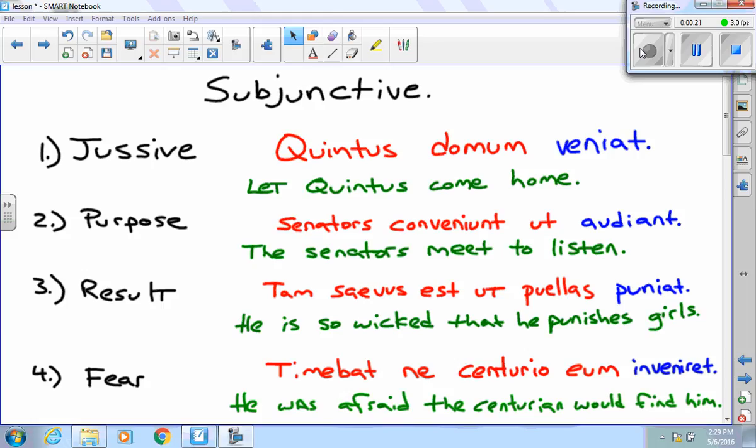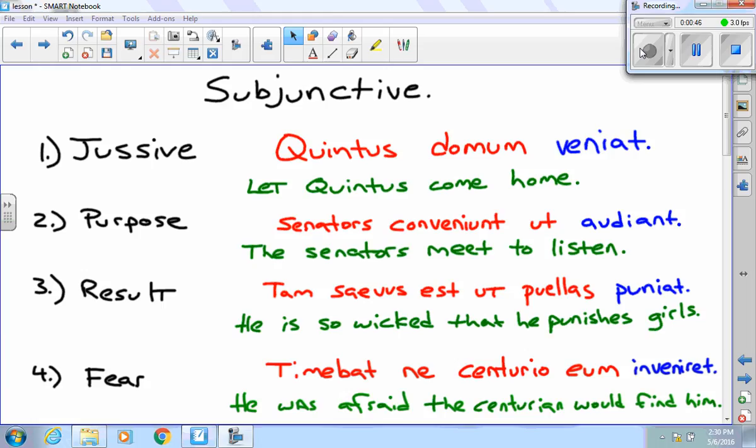Purpose clause, we're going to use ut. We're going to use the subjunctive. We have senatores, should be es. Conveniunt ut audiant. The senators meet to listen. The purpose of them meeting is to listen. That's the purpose clause. Result, need a so word. Tam. There's our so word. Tam saevus est ut puellas puniat. He is so wicked that he punishes girls. That's got to be Garrett.